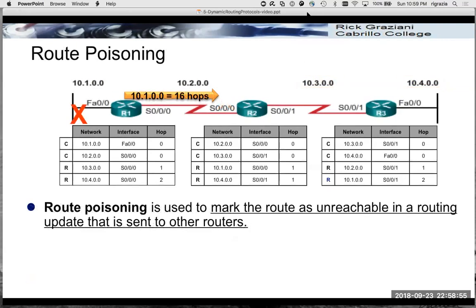Okay, route poisoning, similar in RIP, is used to mark a route as unreachable. It just poisons the route. When a route is down, it is sent as unreachable. In RIP, it says 16 hops. R2 says, oh, 16 hops, that's too far. That means I can't get there through you. It's unreachable.